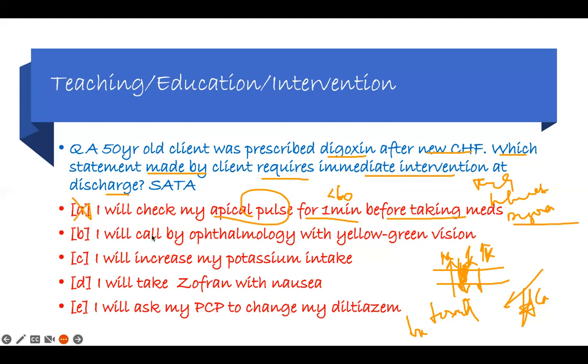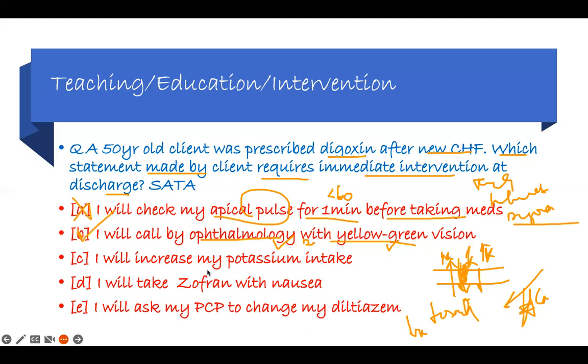So that's good. I will call my ophthalmologist with a yellow-green vision, which is a side effect of digoxin. You shouldn't call your ophthalmologist. He doesn't care about it. You should call who? Your doctor. This is how people can get this answer choice wrong. Even though it has something to do with vision, ophthalmology has nothing to do with it. It's not the one who prescribes your medication. The doctor will know that this is a side effect. It doesn't mean there's something wrong with your eyes. It's just the side effect of toxicity. So this one we've got to intervene.